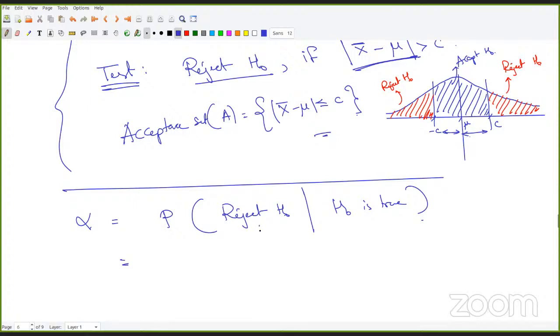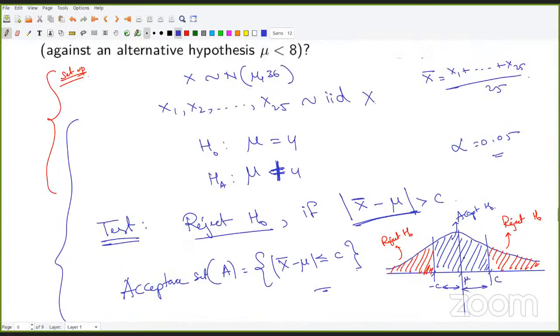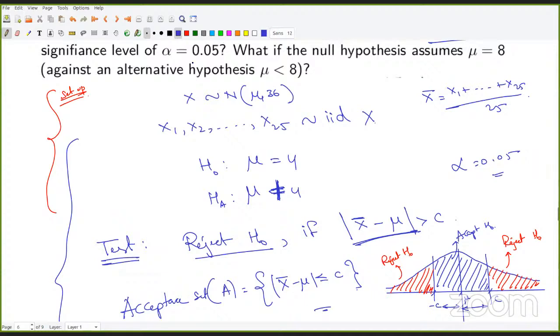Okay. So what does rejection of H naught mean? Given mu is equal to 4, this is the probability, so we don't have to normalize in this case. We have to. So what is x bar? X bar is the mean. X follows normal mu, 36. So x bar will follow normal mu, 36 by 25.